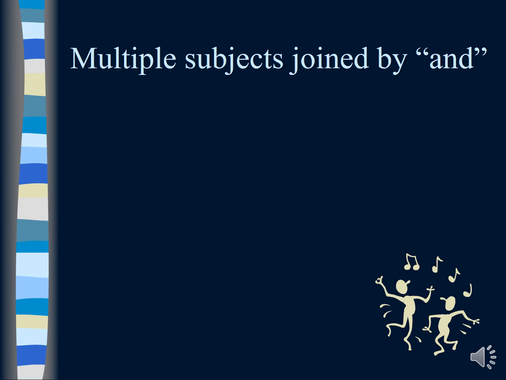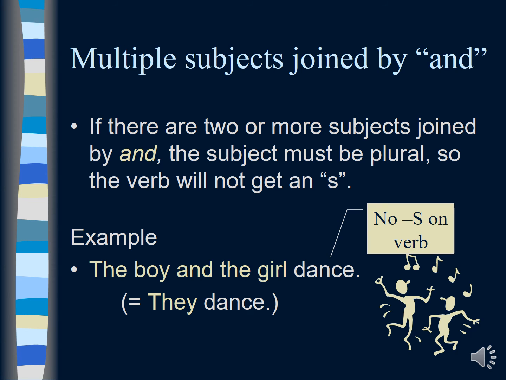There are multiple subjects joined by and. If there are two or more subjects joined by and, the subject must be plural, so the verb will not get an s. An example here is, the boy and the girl dance. There are two subjects in this sentence, the boy and the girl. If we're going to replace it with a pronoun, the boy and the girl will become they. So it is plural, therefore the verb will have no s at the end.